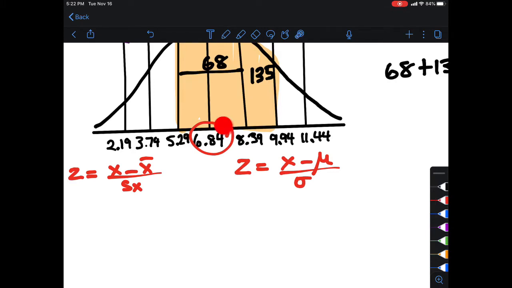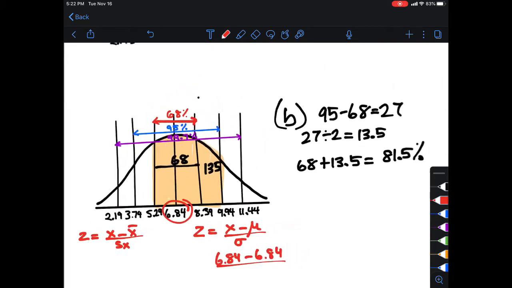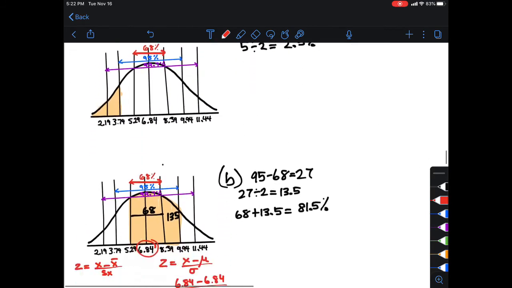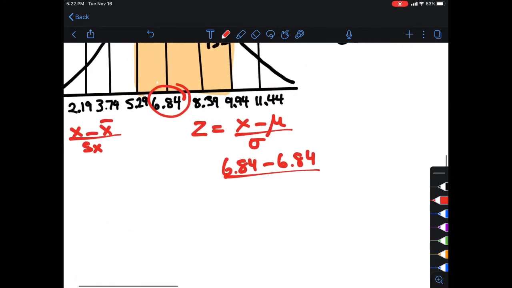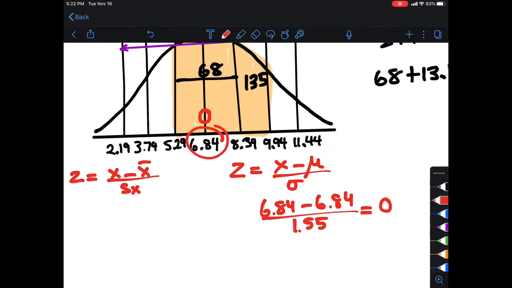So we're going to find the value of 6.84. Your x is 6.84 and your mu is 6.84 in this case. So 6.84 minus 6.84 divided by the standard deviation, which is 1.55 if I'm not mistaken. Yep. That's 0. So right here in the center where the mean is, it's 0.